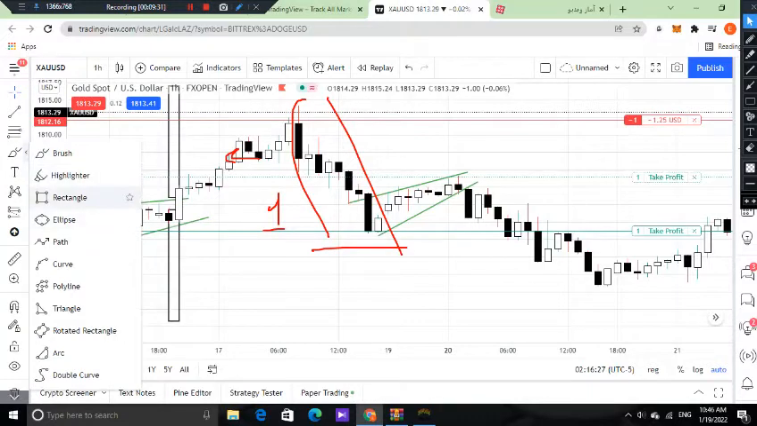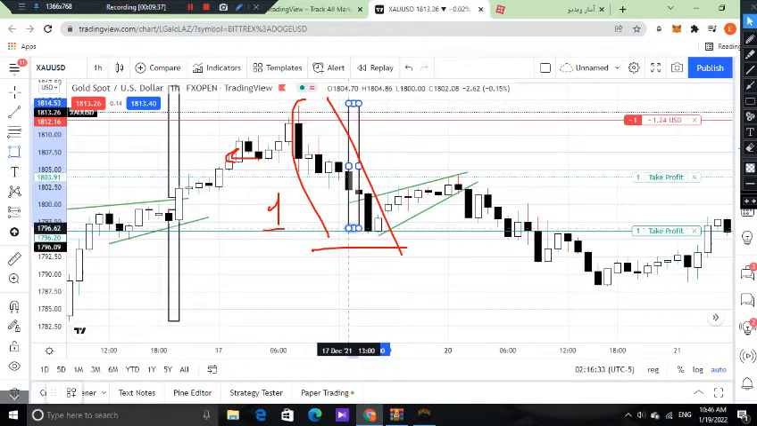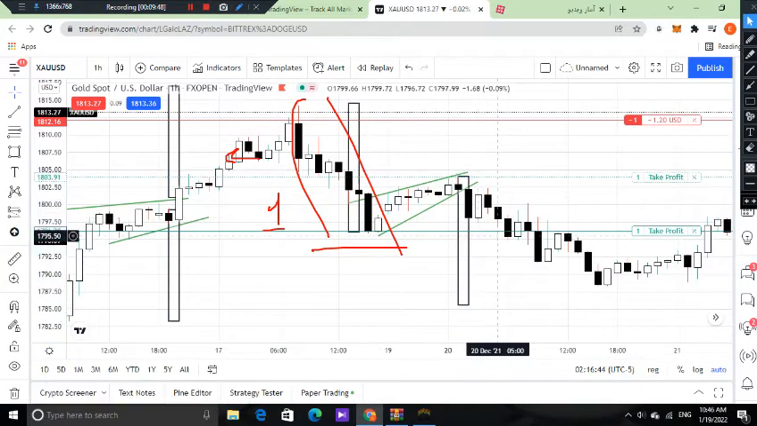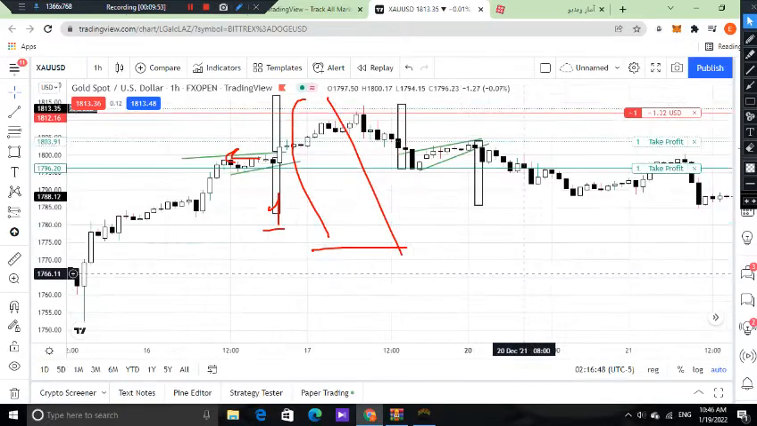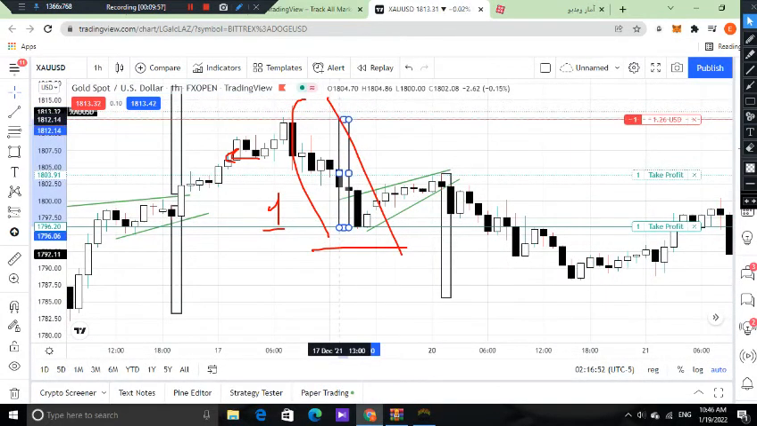How do you measure that? Okay, I use this rectangle tool, and I just copy it. Let's see. In my view, it didn't happen.